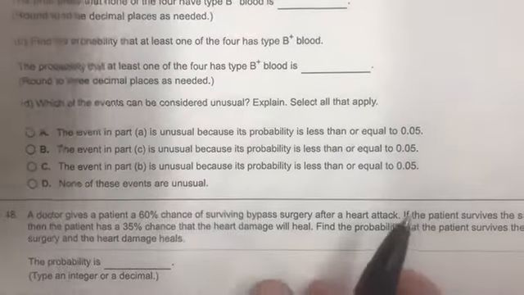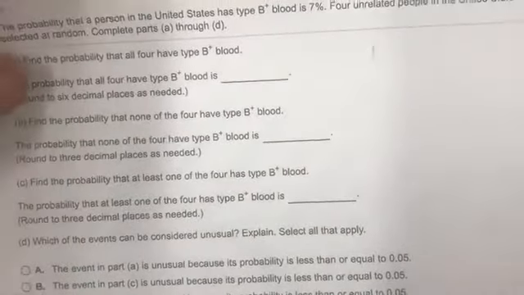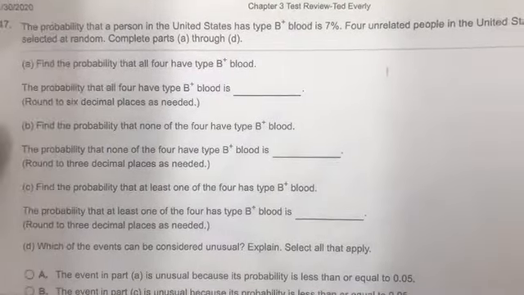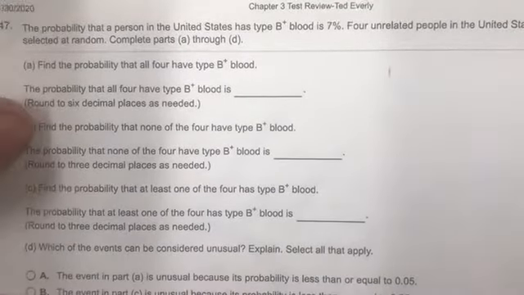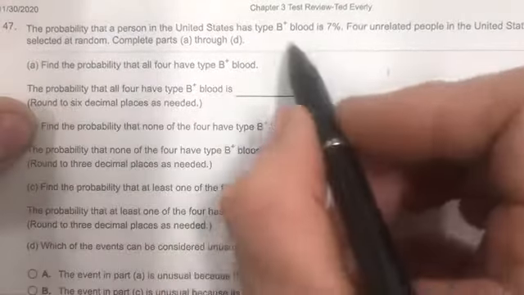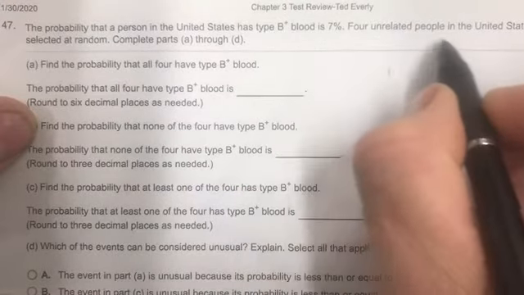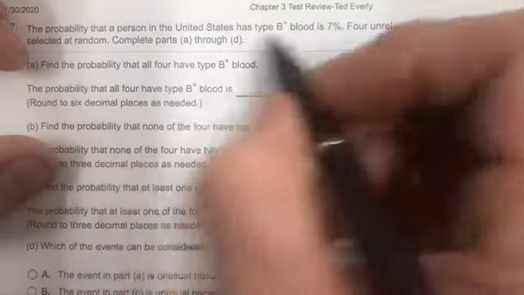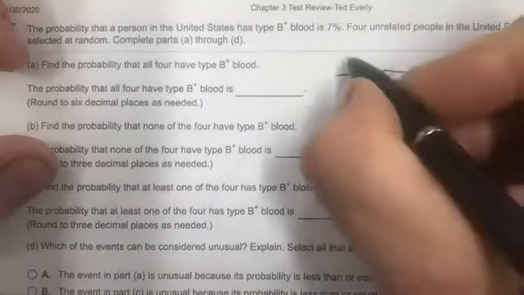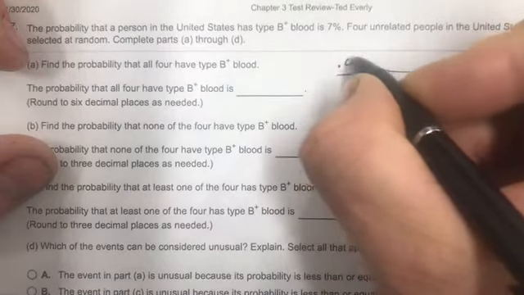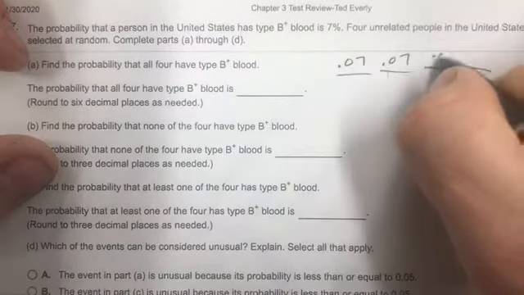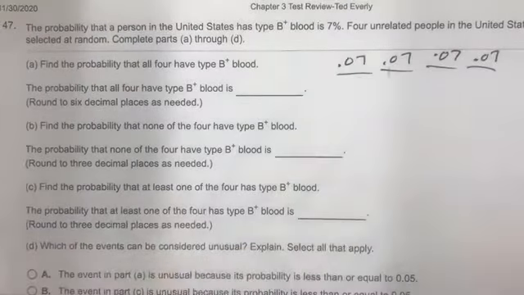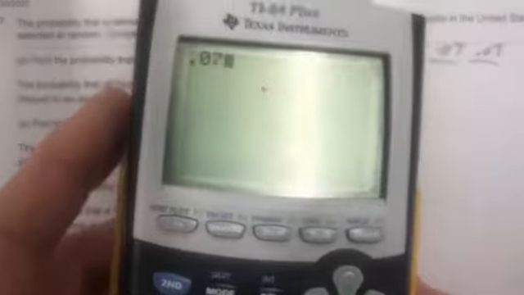Okay. All right, almost done here. This is number 47. The probability that a person in the United States has type B blood is 7%. 4 unrelated people in the United States are selected at random. Complete parts A through D. Find the probability that all 4 have type B blood. So all 4 have type B blood, which is 0.07, 0.07, 0.07, 0.07. So multiply those. Or I can go 0.07 to the 4th power.